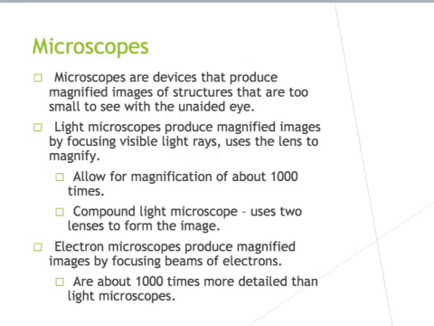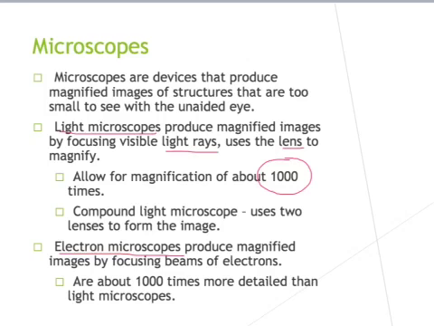Alright, so microscopes. Again, microscopes are devices that are going to produce magnified images of a structure that's too small for us to see. And we're going to use microscopes here in biology, especially when we look at the cellular level. There's two different types that you're going to need to know, and those are light microscopes and electron microscopes. So the light microscopes use light rays and lenses to magnify. Often we can get 1,000 times the magnification of our unaided eye.